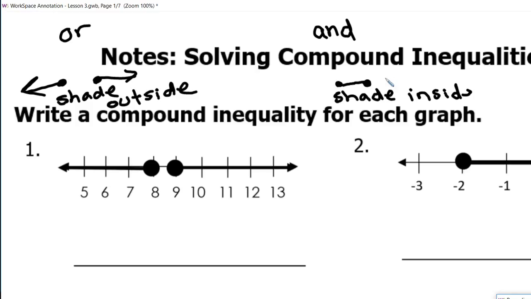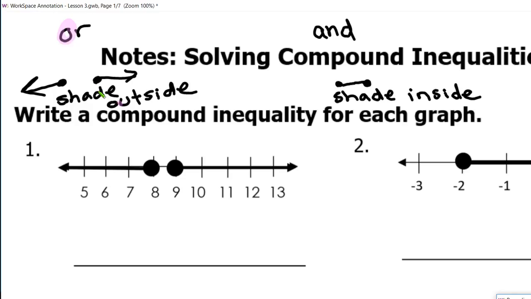Now, there's really no mathematical way we can tell you how to know which direction to shade, but here is just a little hint. The word OR and the word outside both start with an O. So if it's OR, shade outside. If it's an AND, shade inside.